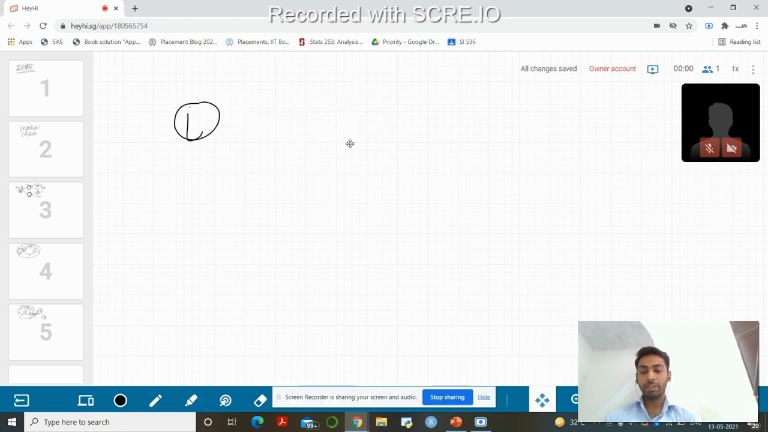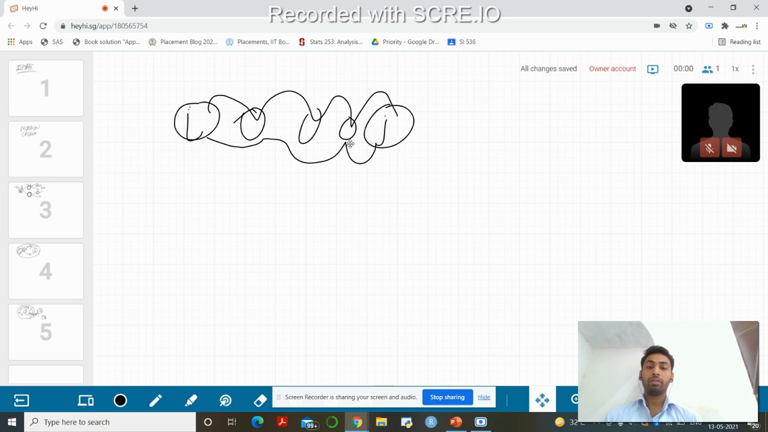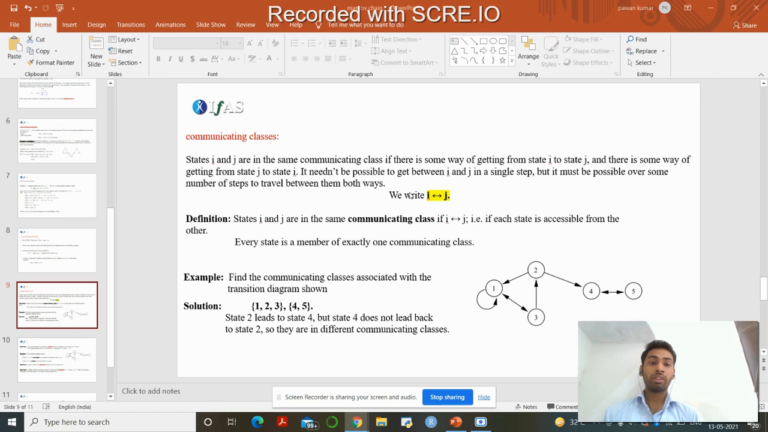I have state space I and state space j. If there is a way from I to j in some steps, then there is also a way going from j to I. This is called a communicating class. We define this by I arrow j.